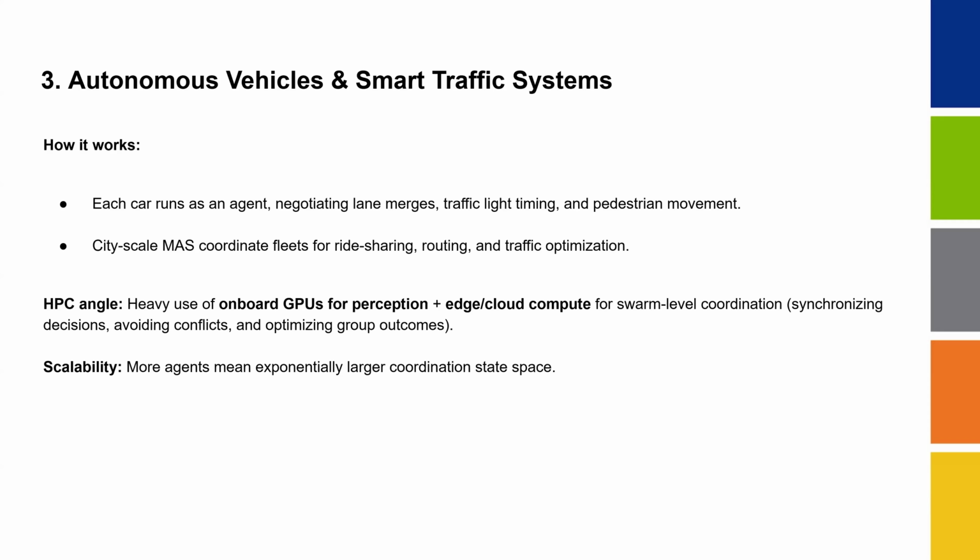And when you enable one edge device, it can be a mobile system, a computer, or an autonomous vehicle. The HPC angle changes in terms of how compute hungry each edge device and the model running on it becomes. So heavy use of onboard GPUs for perception, edge cloud compute for swarm level coordination. It happens in these systems. It's synchronizing decisions, avoiding conflicts, and optimizing group outcomes.